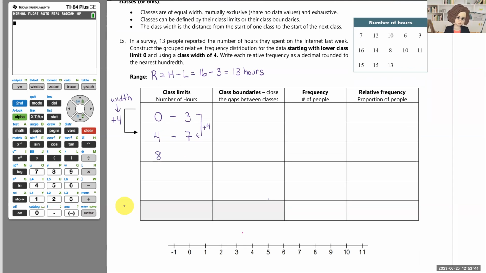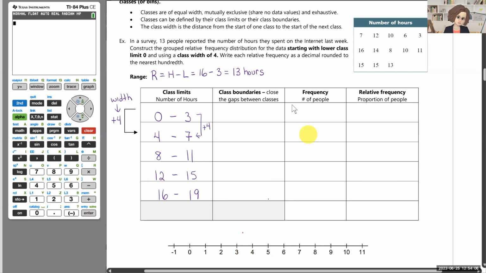So 8, 12, 16, and then 11, 15, and 19. All right, so those are our groupings. And then I'm going to come back to the boundaries in a moment. Let's just first do some counting.